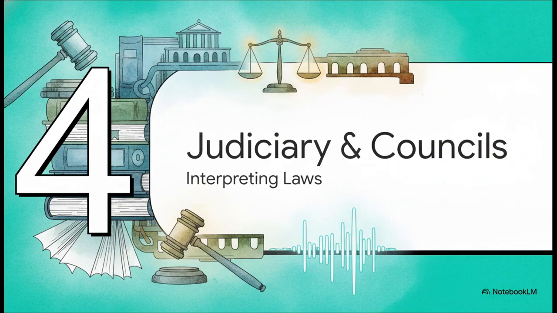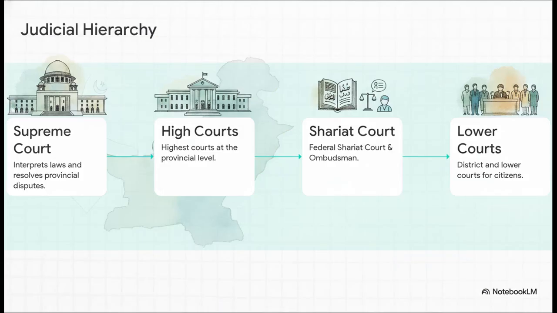Which brings us to Section 4, Judiciary and Joint Councils, Interpretation and Collaboration. The judicial system here is set up in a strict, top-down hierarchy to maintain a really tight system of checks and balances. At the very top is the Supreme Court in Islamabad. They don't just interpret the Constitution. They act as the ultimate referee if two provinces get into a major dispute.